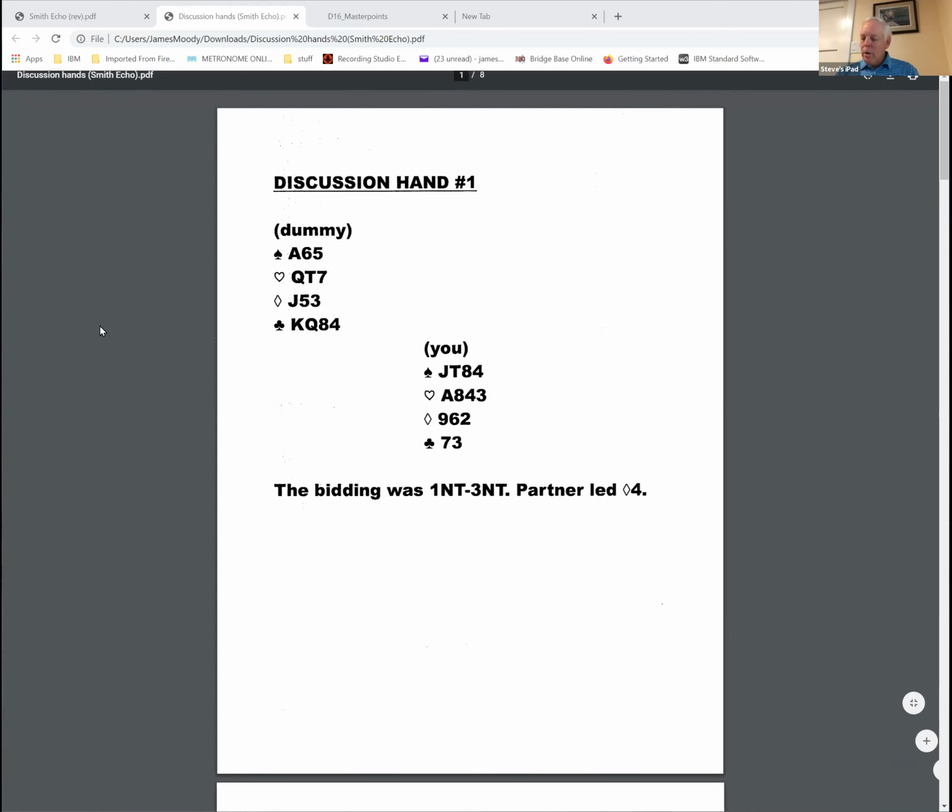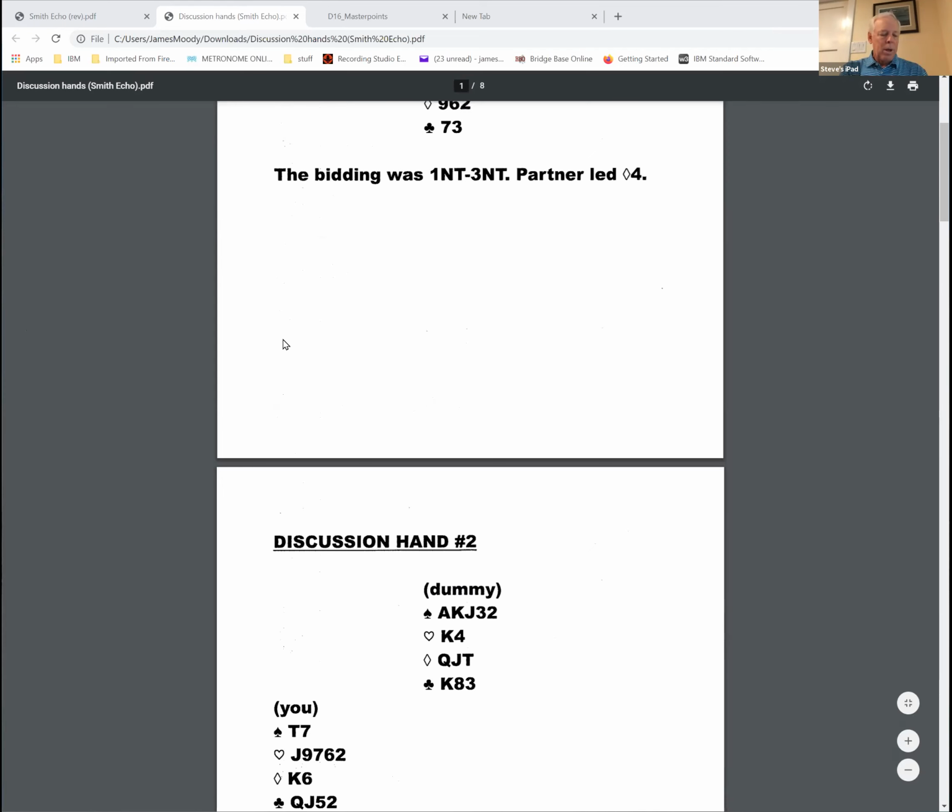Okay. All right. Now, there may be some more questions, but we'll have another opportunity for questions as we go along. Okay, let's take a look at discussion hand number 2, James.